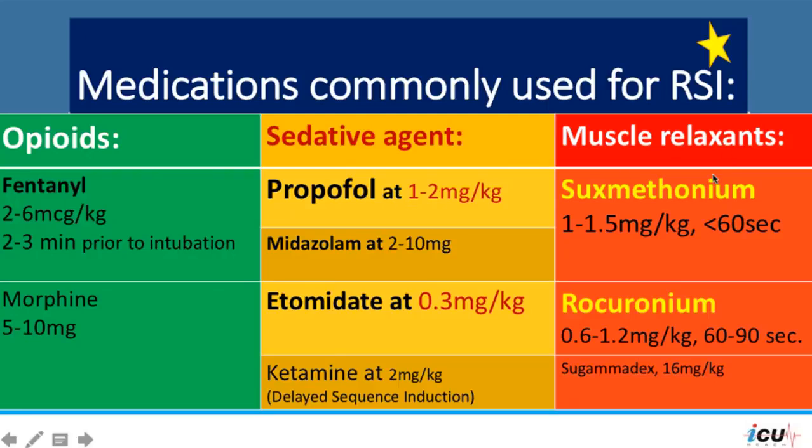The third group of drugs that we must use during RSIs is muscle relaxants. Two drugs are commonly used, suxamethonium and rocuronium. Both of them have a very rapid onset of action, especially if you use the higher dose. The concern about hyperkalemia with suxamethonium is not really genuine unless your patient has significant hyperkalemia before you give them this drug.